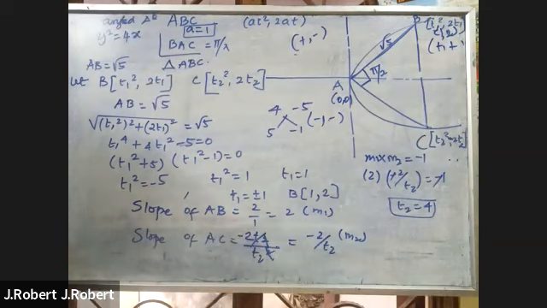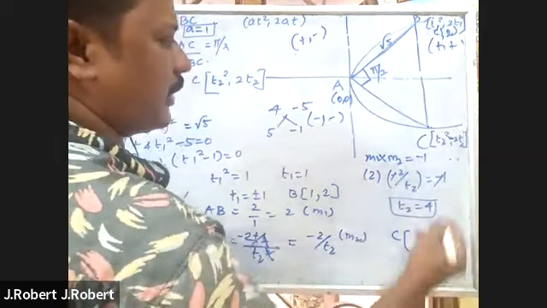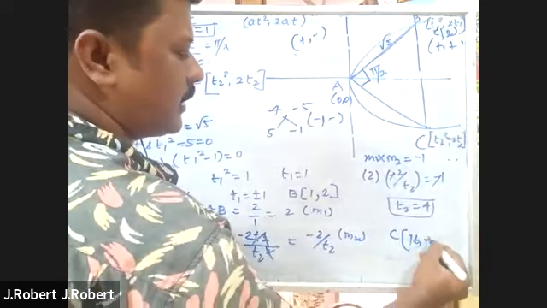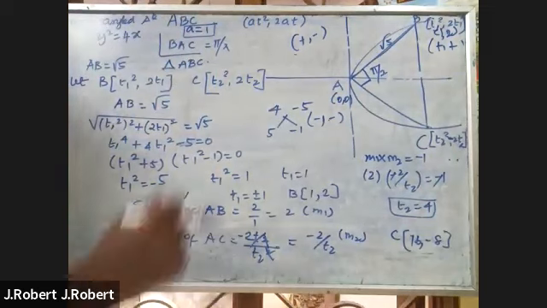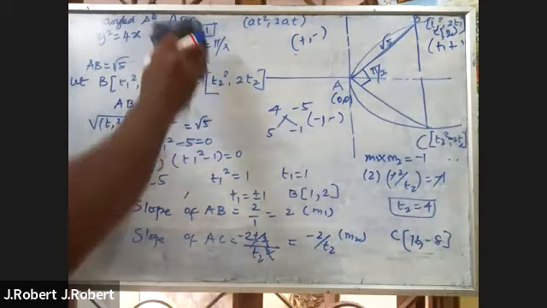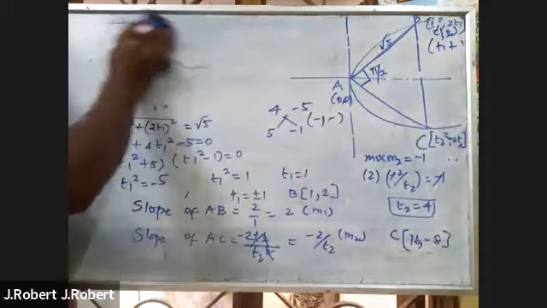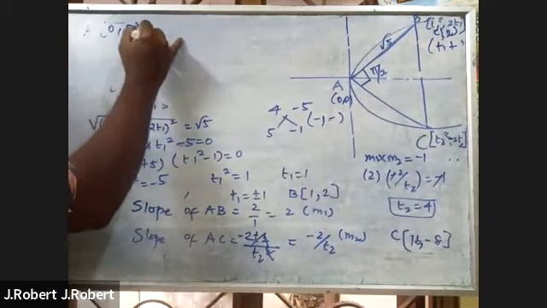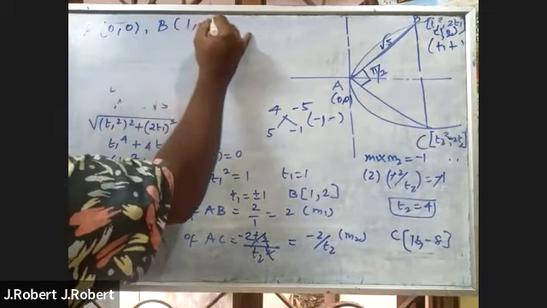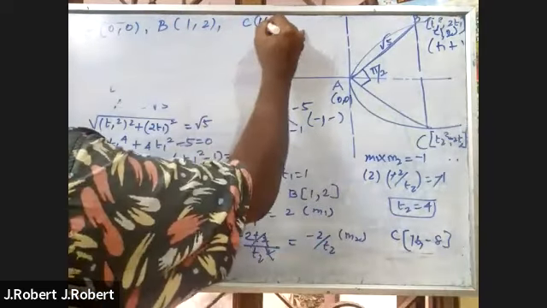If the value of t2 is 4, we can find the point C: 4 squared is 16, comma minus 2 into 4, that is minus 8. So C is found, and we know all the points. Let me do the first step as a rough. A, B, C: the coordinates of A are 0,0, the coordinates of B are 1,2 and the coordinates of C are 16, minus 8.